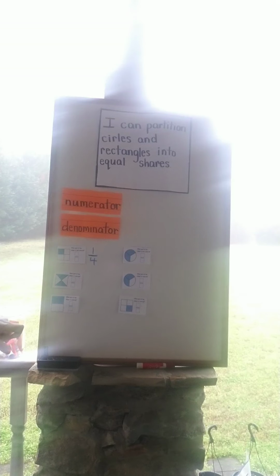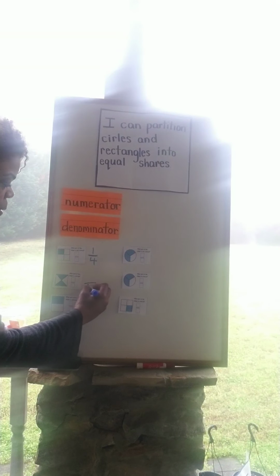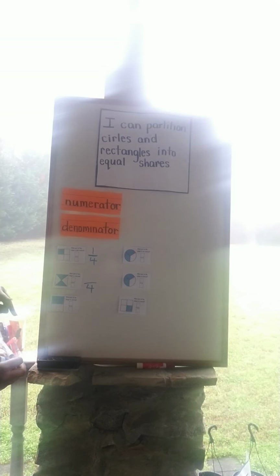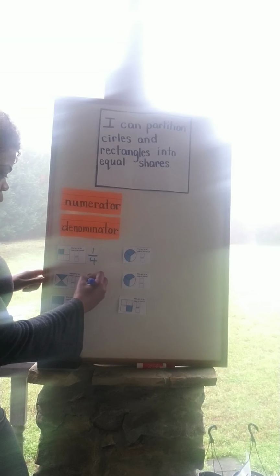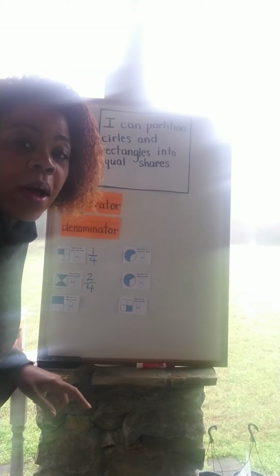Let's look at this square. It's still divided equally. It's not divided into squares. They put triangles in it. It's divided into 4 equal triangles right here. How many of it? There's 4 triangles all together. And so we're going to put 4 on the bottom. How many of them are shaded in? 2. 2/4. 2/4 is another way of saying 1/2.